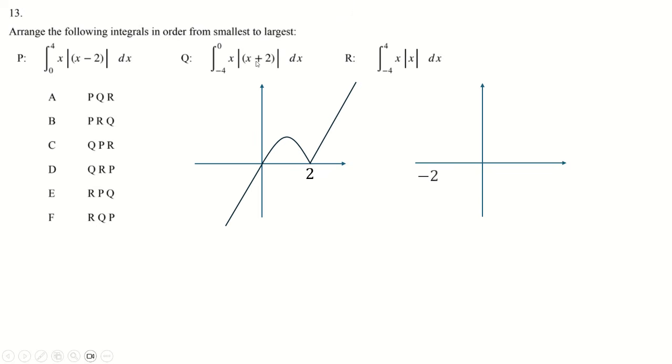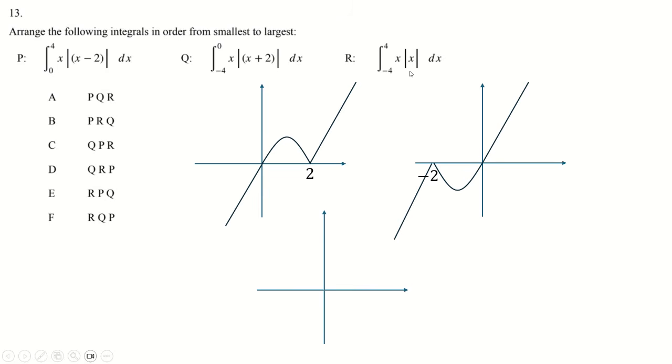Very similar idea, though. -2 is where the behavior changes. So kind of everywhere over here, it's just going to behave as x squared plus 2x, which looks like this graph, this bit here. And then beyond -2, it's going to be the same graph, but upside down. So instead of going up like this, it's going to come down like this. And the integral between 0 and -4 is all of this bit, but that's a negative number. So this is going to be smaller than this because this is a positive number when you integrate between 0 and 4, and this is a negative. So this is definitely smaller than that.